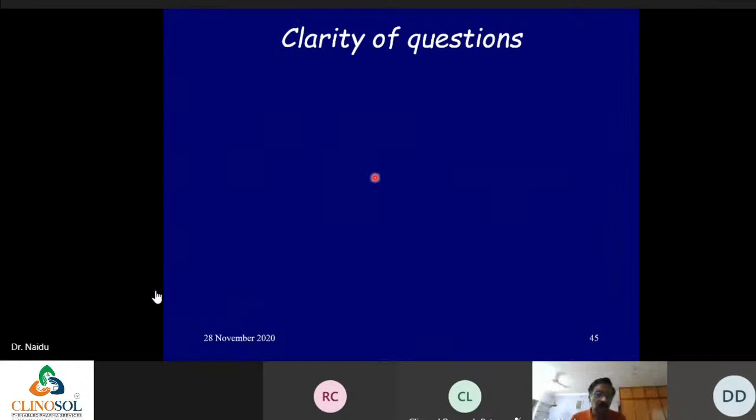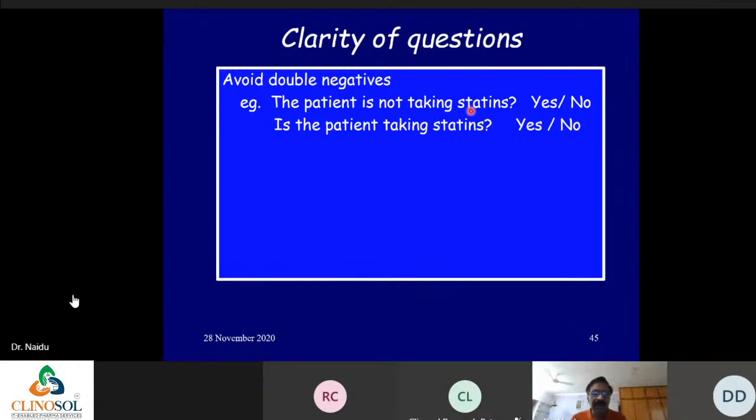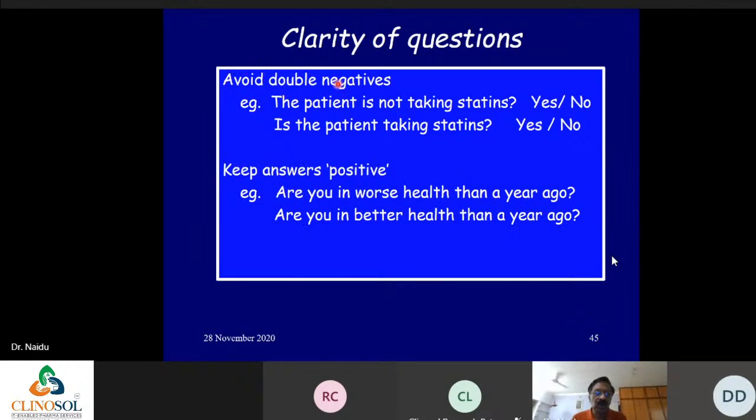Clarity of the question. 'The patient is not taking statin, yes or no' versus 'Is the patient taking statin, yes or no?' So avoid the double negative. Don't put questions where it is difficult for the patient to answer. Always avoid a double negative question. Keep the answer always positive whenever possible. 'Are you in worse health than a year ago?' 'Are you in better health than a year ago?' This is a better way of putting the question when you are asking a participant, rather than writing a double negative.